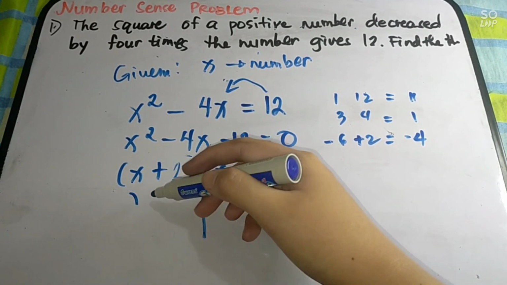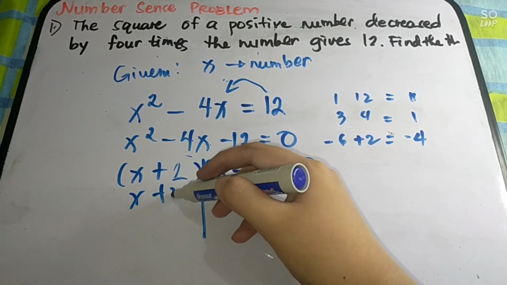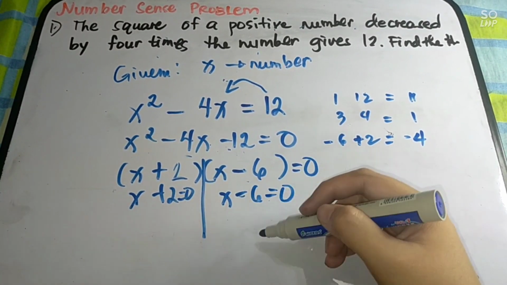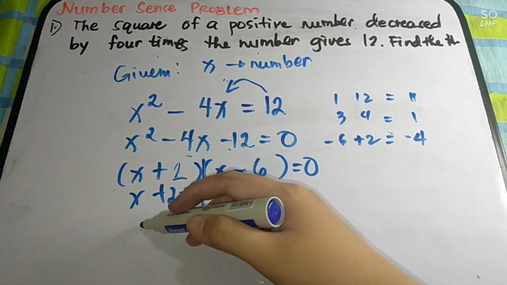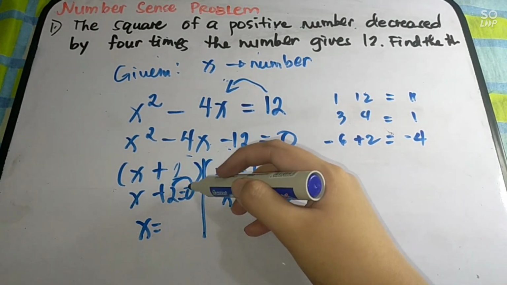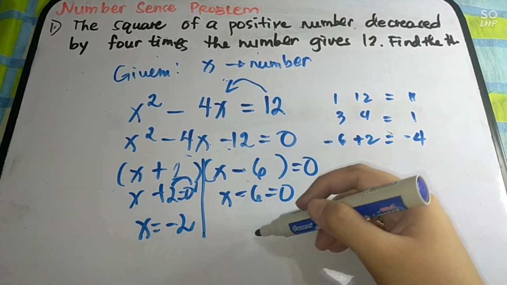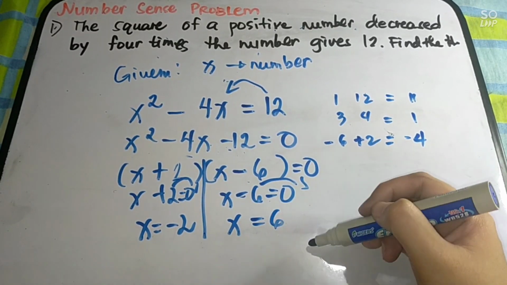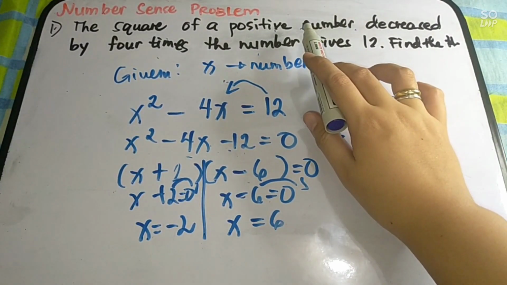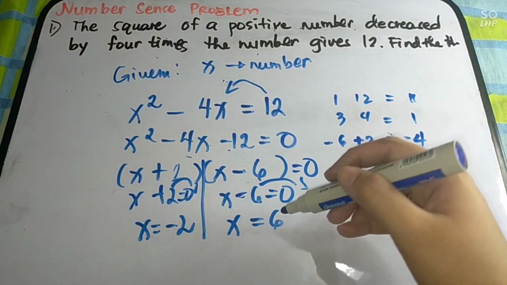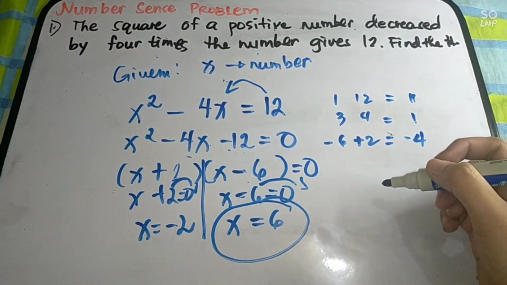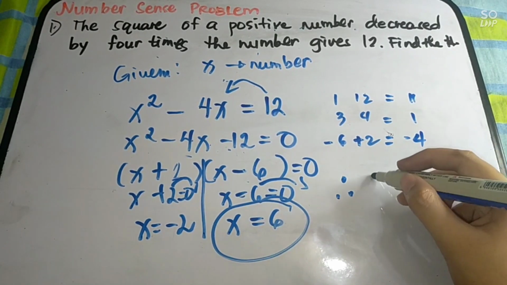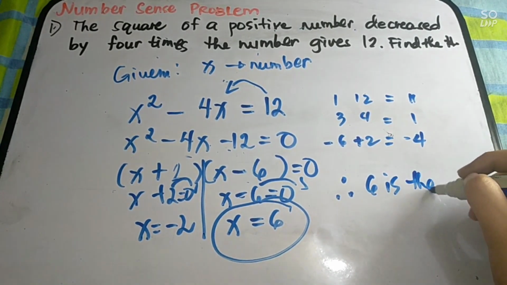Then solve for x. So you have here equated into 0. We have x plus 2 equals 0, and x minus 6 equals 0, by using the zero property. Then solve for x. X is equal to, just transpose, negative 2. Then x, just transpose, equals positive 6. Since we are looking for a positive number, therefore your answer should be x equals positive 6. So, therefore, 6 is the number.